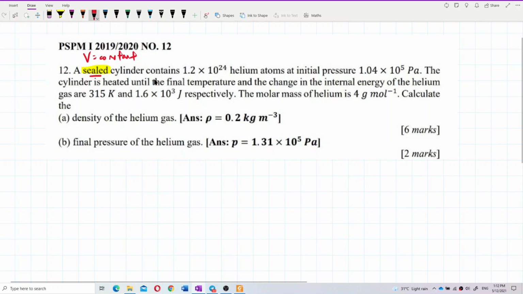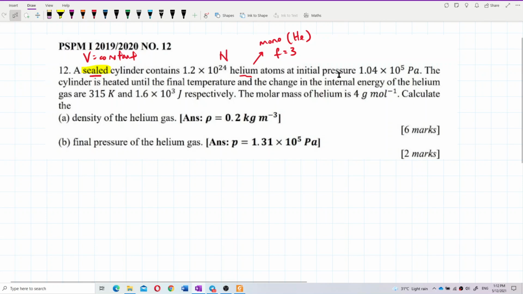And then here he gives us the total atoms, total helium atoms. It is helium. Helium means it is monoatomic, which is the one. The degree of freedom is just 3 maximum. Monoatomic helium is an inert gas, so it's monoatomic. The degree of freedom is only 3.